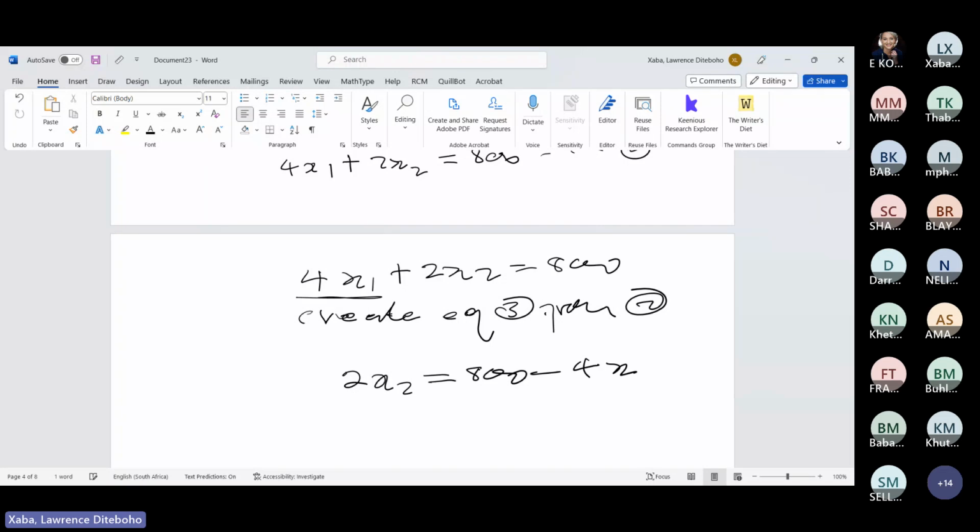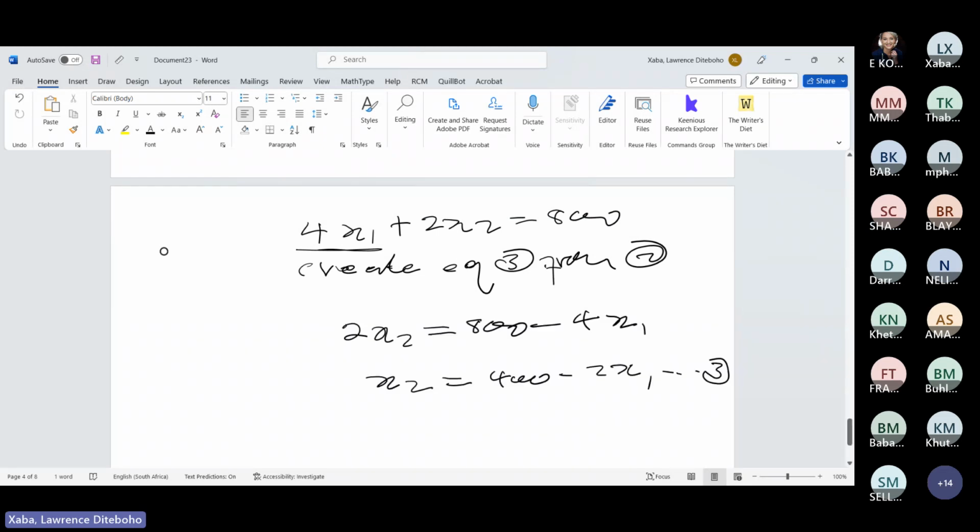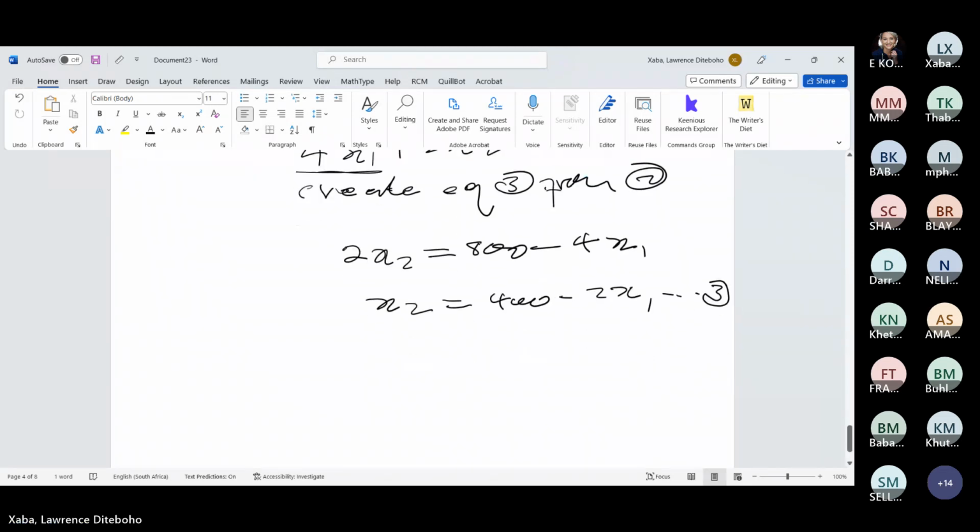Okay, so we simplify this. We have x2 equals, when you divide there, 400, and we have 2x1 there. Then we can say this is equation 3. Do you follow, guys? Yes. Are we still together? Okay. So we have our equation 3.